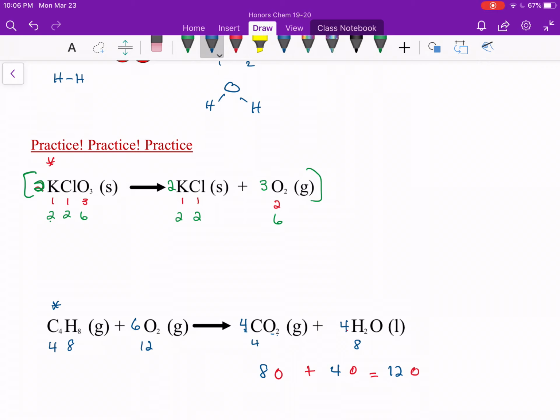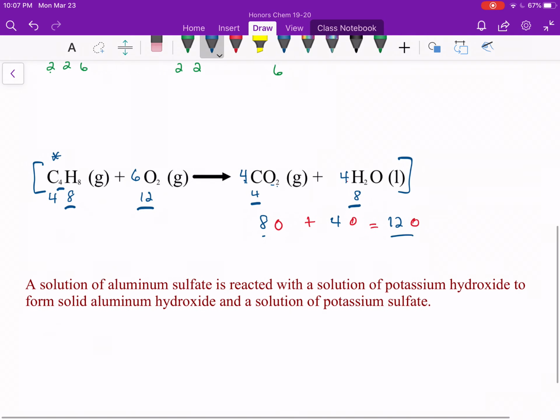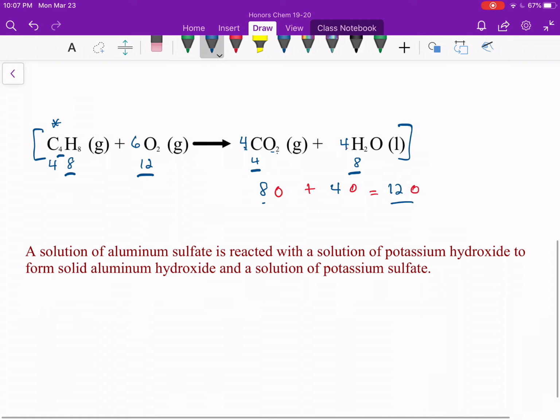And so now if I go back, I always check once I change something. I have 4 carbons, I have 4 carbons, I have 8 hydrogens, I have 8 hydrogens, 12 oxygens, and I still have my 12 oxygens. So now when I do that, that is balanced. All right, now for the fun part.